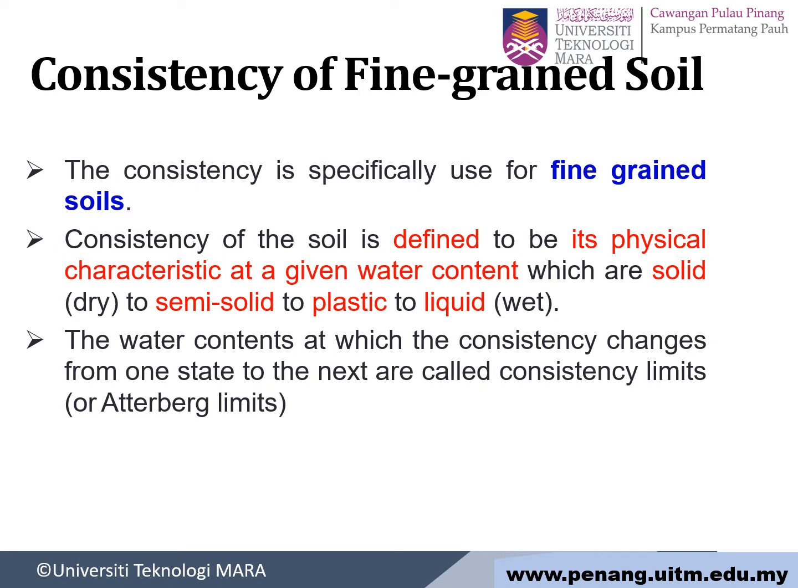Okay, we go for the consistency of fine-grained soil. The consistency is specifically used for fine-grained soil. Consistency of the soil is defined as its physical characteristic at a given water content, which is solid to semi-solid to plastic to liquid. Alright, from dry to wet. The water content at which the consistency changes from one stage to the next is called the consistency limit or Atterberg limit.